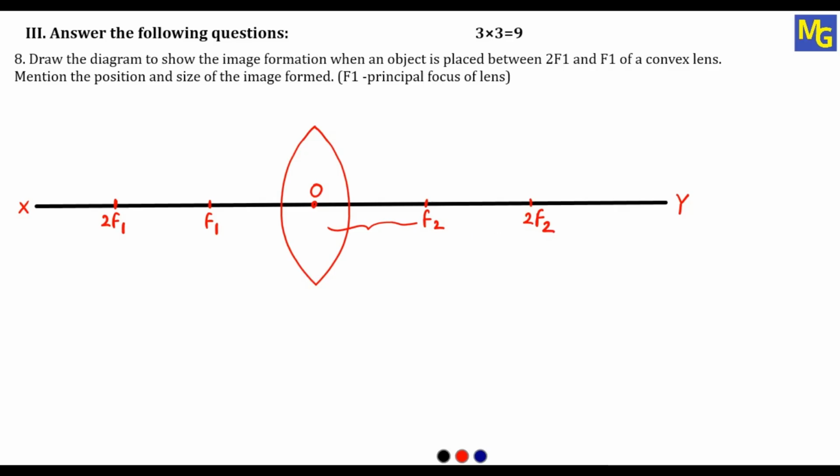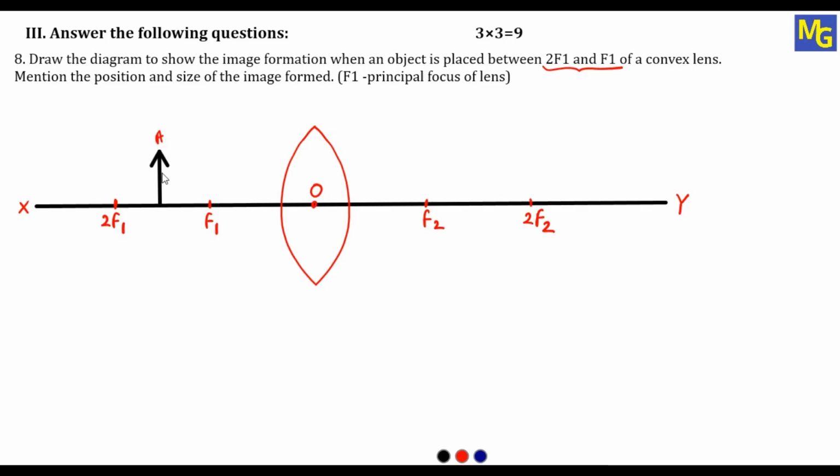And now, according to the question, our object should be kept between 2F1 and F1. So in between these, somewhere here we are going to place the object. So let's take the object. This is the object, and I'll label it as A.